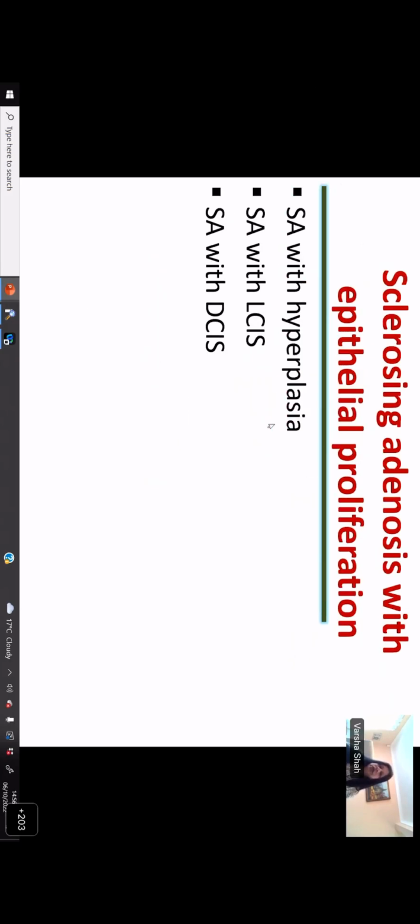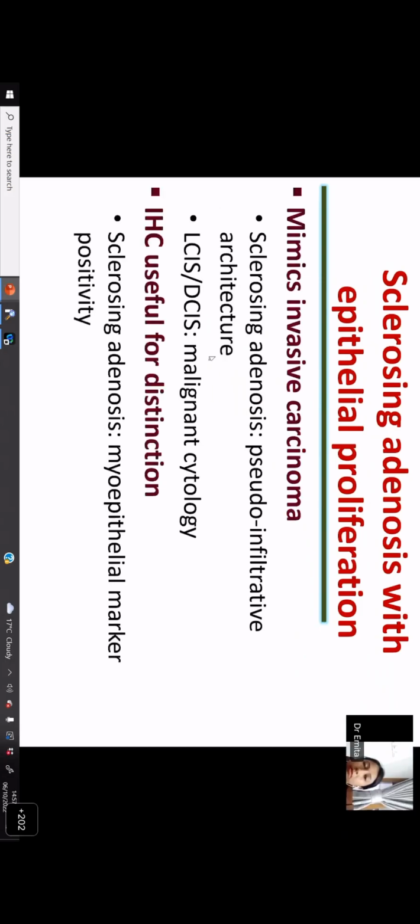Similarly, in sclerosing adenosis, you can get other proliferation. You can get hyperplasia, you can get LCIS, lobular carcinoma in situ, or you can get ductal carcinoma in situ within sclerosing adenosis. And because sclerosing adenosis has this pseudo-infiltrative architecture, you can imagine that if it is involved by LCIS or DCIS, it will look like invasive carcinoma.